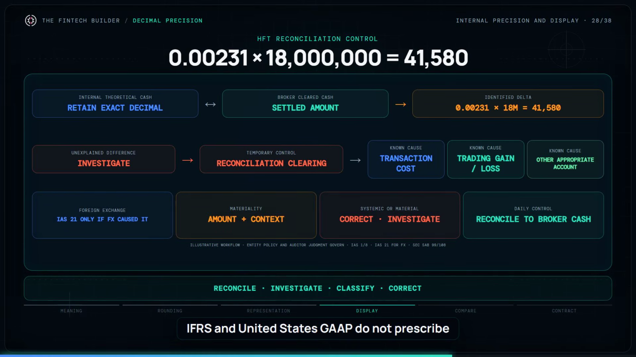IFRS and United States GAAP do not prescribe one universal rounding account name. They require consistent policy, faithful reporting, error correction, and materiality judged from both amount and context. Round for presentation and reconcile the retained ledger to broker cash every day.